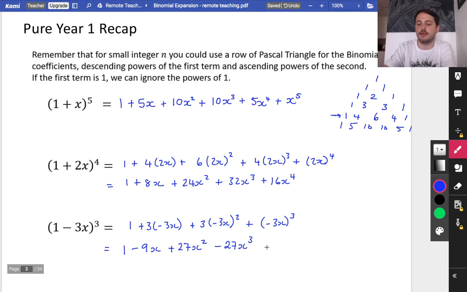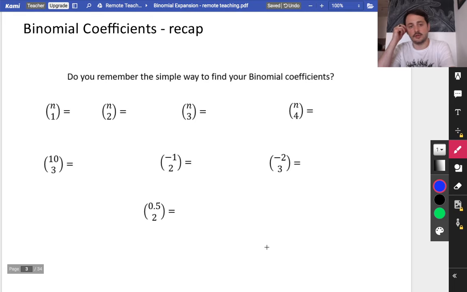Okay, so this is just a recap of things that you should have known from Pure Year 1. And we're now just going to do a bit of a recap around binomial coefficients and how you can find them in a different kind of way. So for the binomial coefficients, n choose 1 is just n.